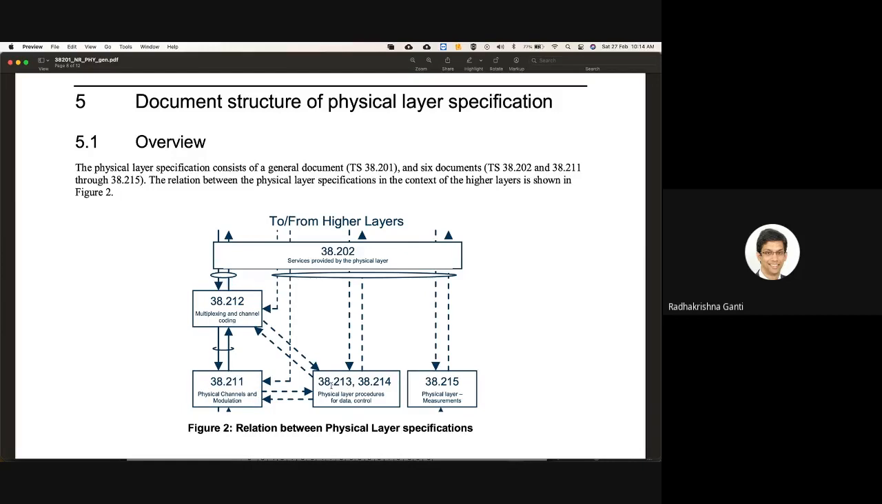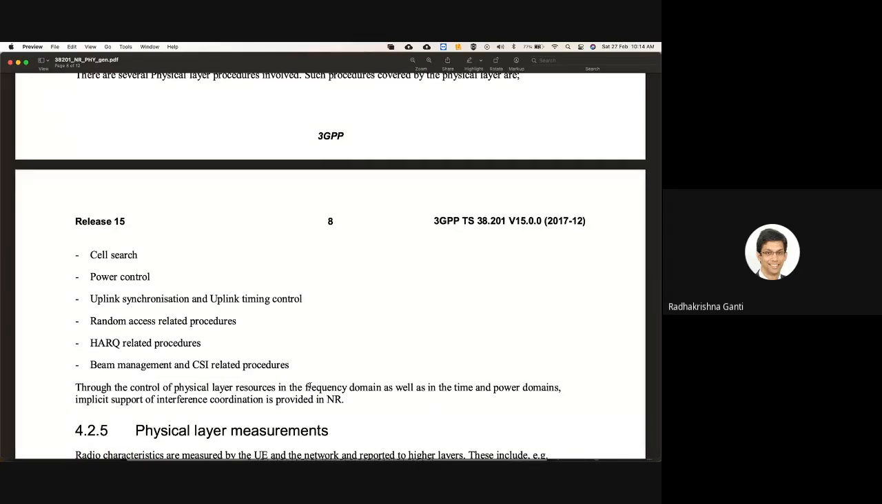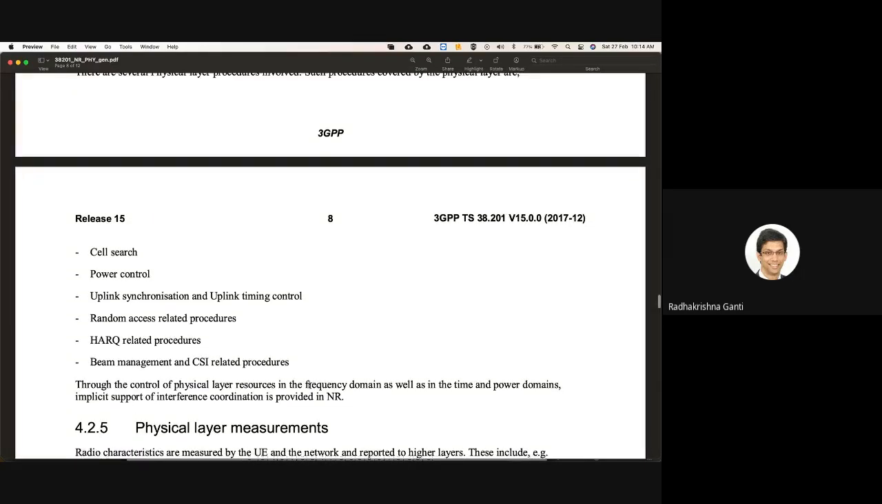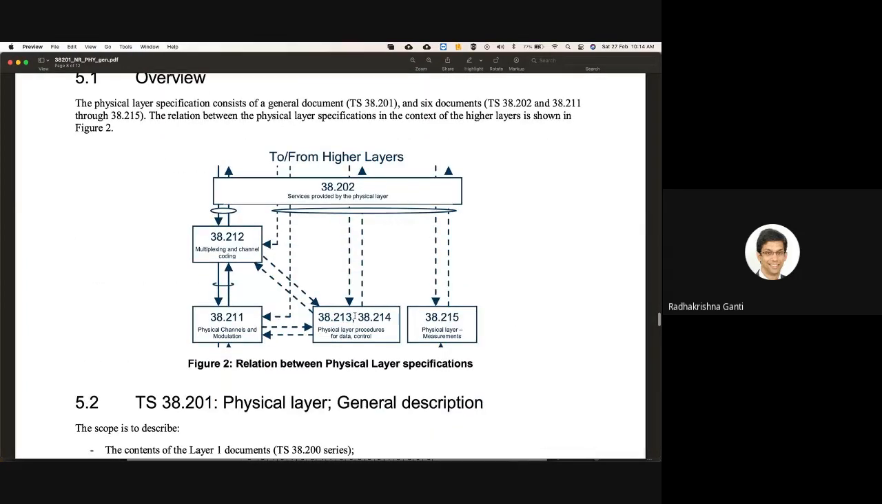38.213 is called the physical layer procedures for data. It talks about the physical layer procedures. We saw what procedures are: cell search, power control, uplink synchronization. These are the procedures, the steps that you have to do. So 38.213 talks about the procedures to encode and decode data. 38.214 talks about the procedures for the control channel. So these two documents are the procedural documents.